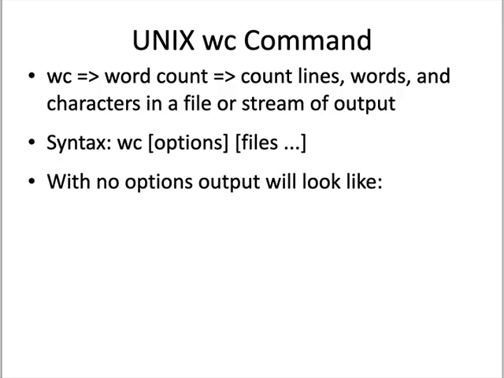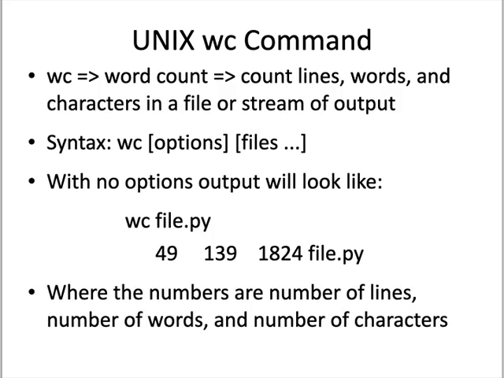means in this syntax is you can have a file or you can have multiple files. Now, if we issue the WC command without any options, it will look like this, for example. Word count file.py. So evidently this is some Python program. And word count by default will give you 3 values. The first number is the number of lines in the file. The second number is the number of words in the file. And the third number is the number of characters or bytes in the file.